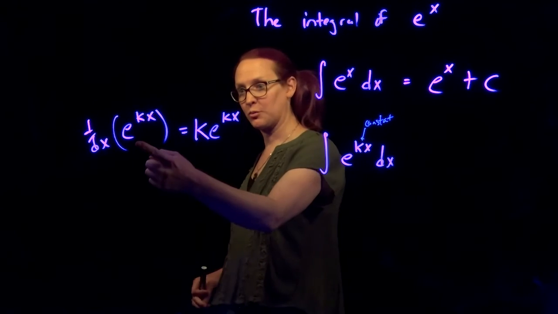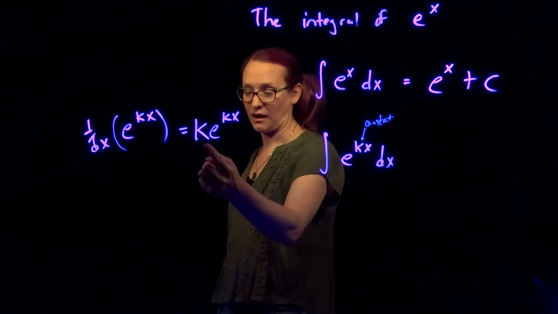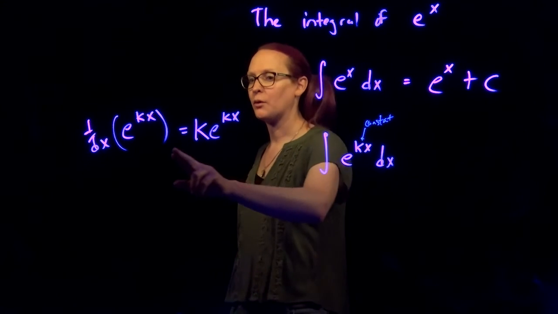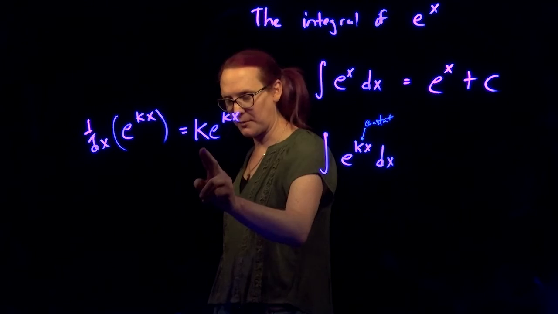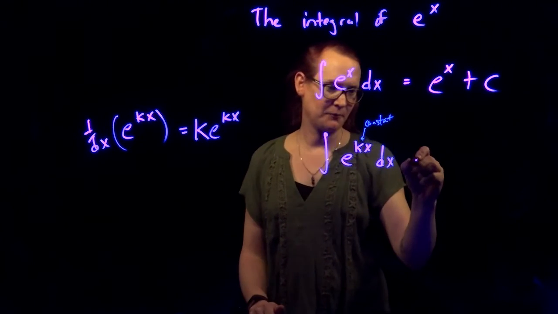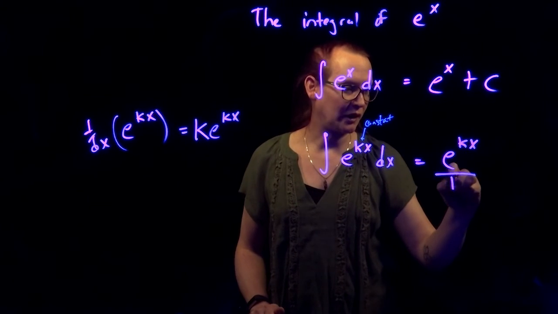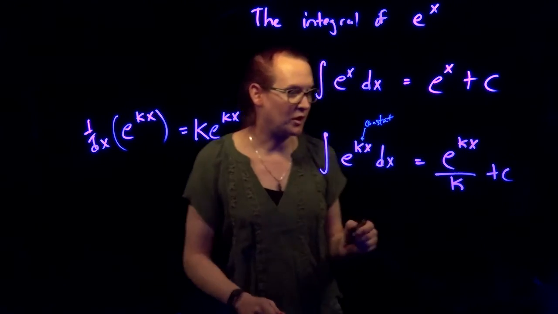Okay, so when I took the derivative of kx, I got a k on the outside. So when I took the derivative, I multiplied by k. So when I integrate, I'm going to divide by k. So this is equal to e to the k times x over k plus some constant c.